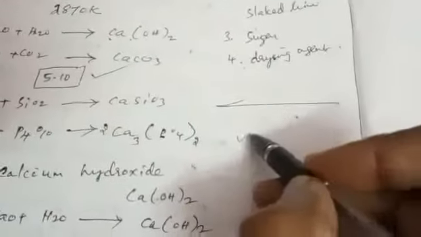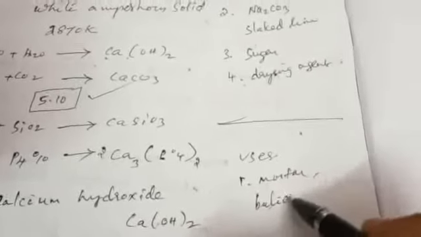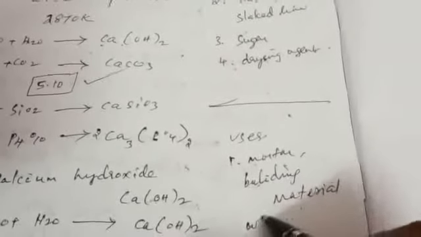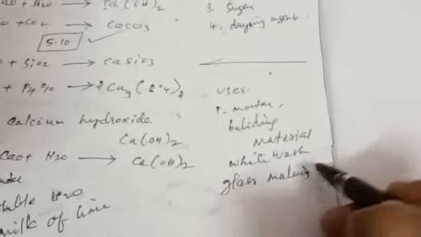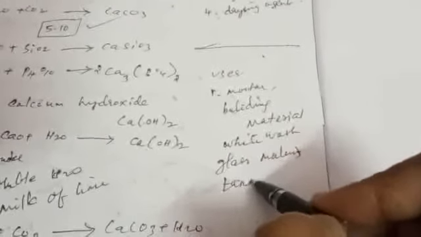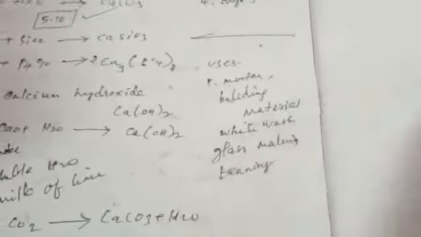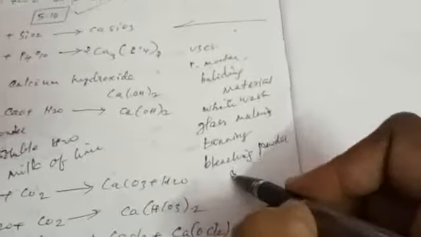Next, uses. Calcium hydroxide is used to prepare mortar and building materials, whitewash and glass making, tanning industry, preparation of bleaching powder, and purification of sugar.